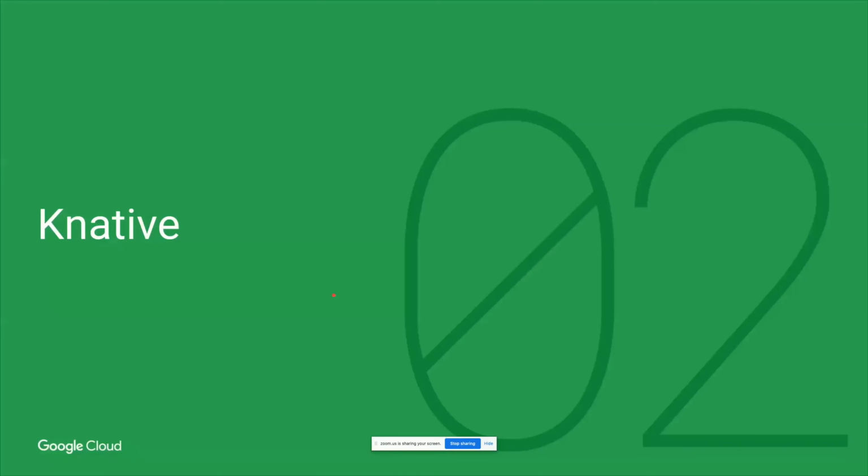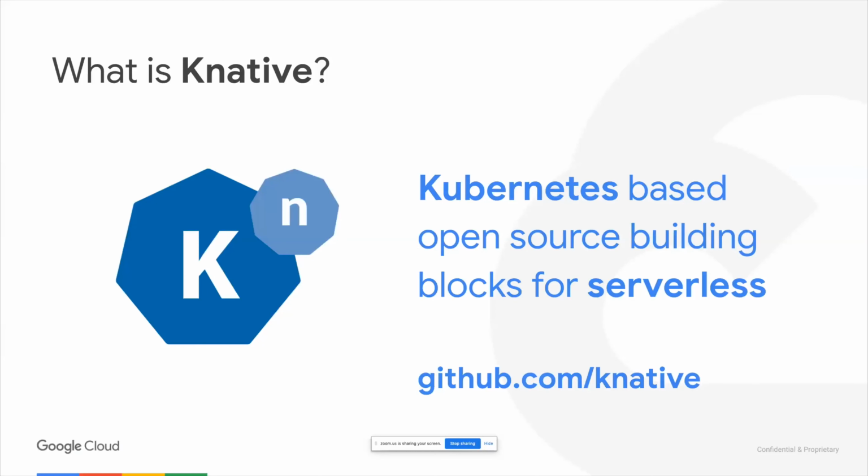Now let's first talk about Knative. Knative, as I mentioned, is Kubernetes-based open source building blocks for serverless. So you can think of it as components that you install on top of Kubernetes so that you can turn Kubernetes into a serverless platform. Because if you have ever used Kubernetes, you know that it's not a serverless platform at all.